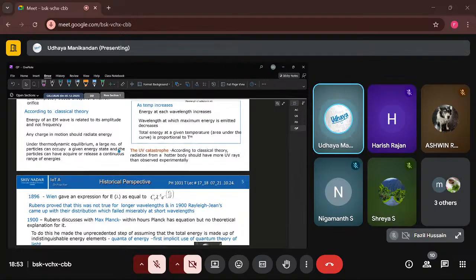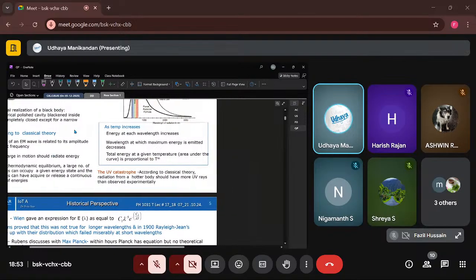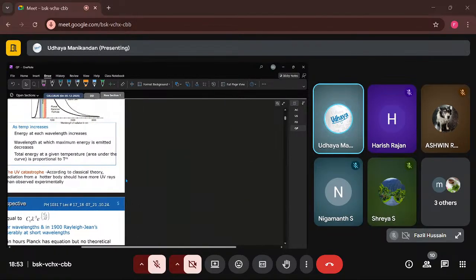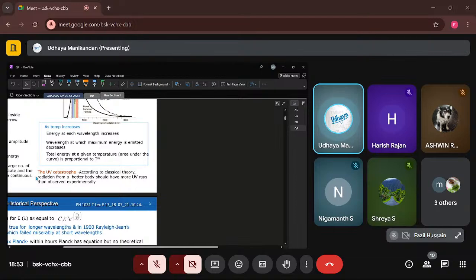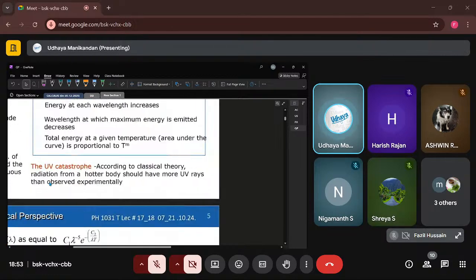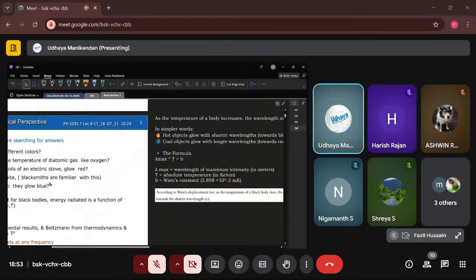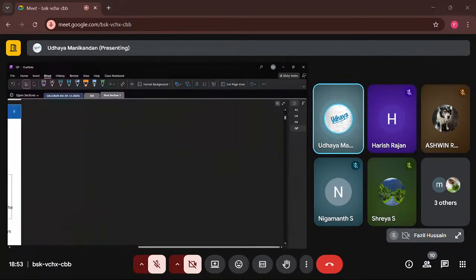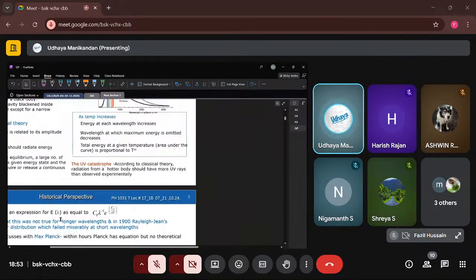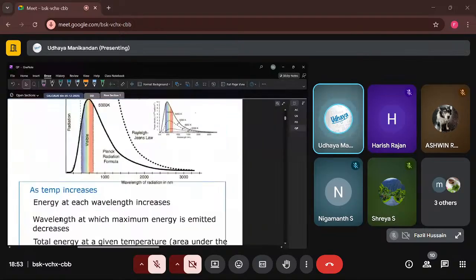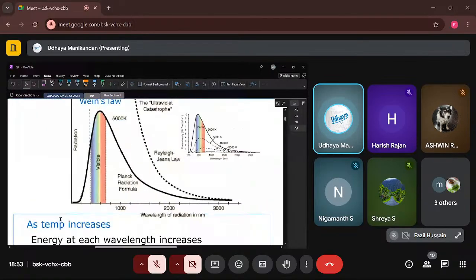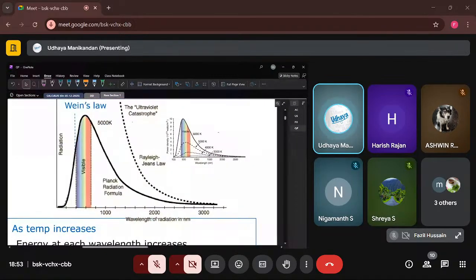That is what was assumed by classical theory. But we observed that it was not actually true, right? According to classical theory, radiation from a hotter body should have more UV rays than observed experimentally. We saw that in the UV catastrophe, where it assumed infinite values, but experimentally that was not the case. Now this is talking about Wien's law. Wien's law says that lambda max, the wavelength of maximum radiation, will be inversely proportional to the temperature.